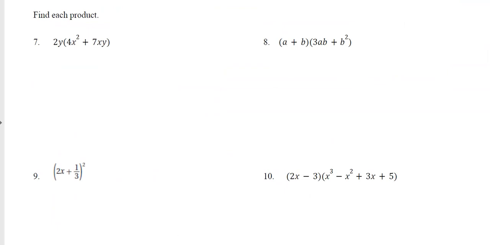All right, next couple, find each product. So multiplying polynomials, pretty basic skill here. First thing is I'm just going to distribute. So this is going to be 8. And then the letters you just kind of smash together, x squared y. Plus, we're going to have a 14, x, and then y times y will give me y squared.